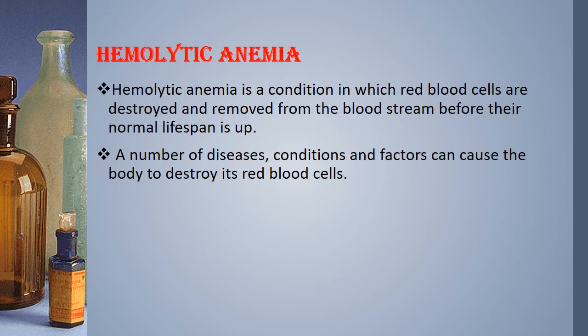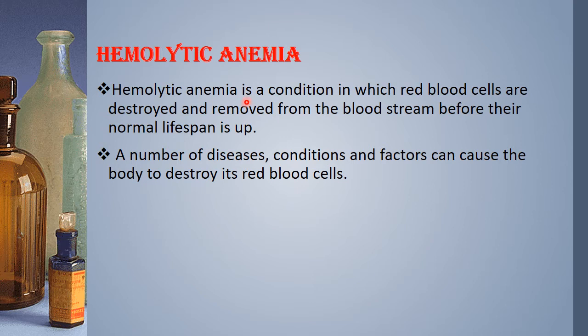Another type of anemia which needs to be investigated, what we call the hemolytic anemia. This is a condition in which the RBC are destroyed and removed from the bloodstream before their normal life span is up. And there are a number of diseases and conditions and a number of factors which cause the body to destroy this blood cell.